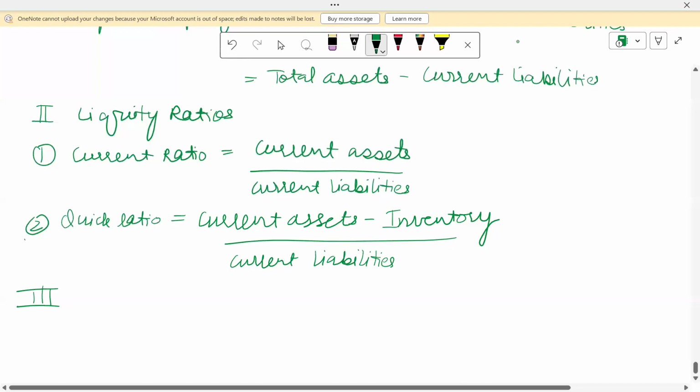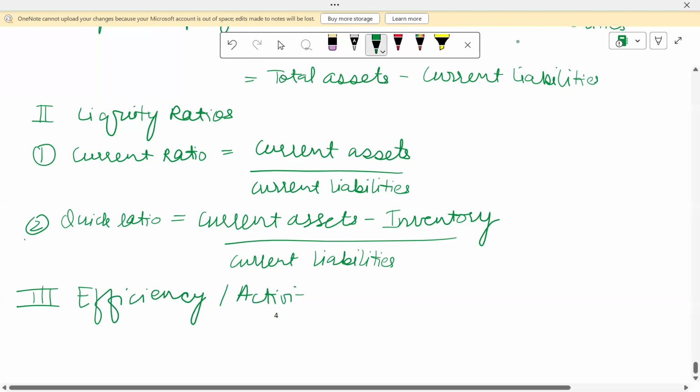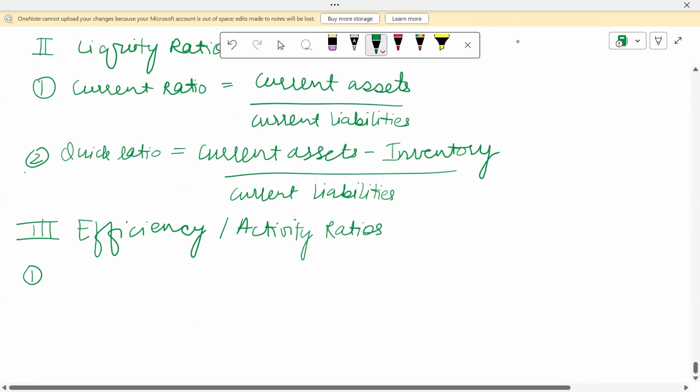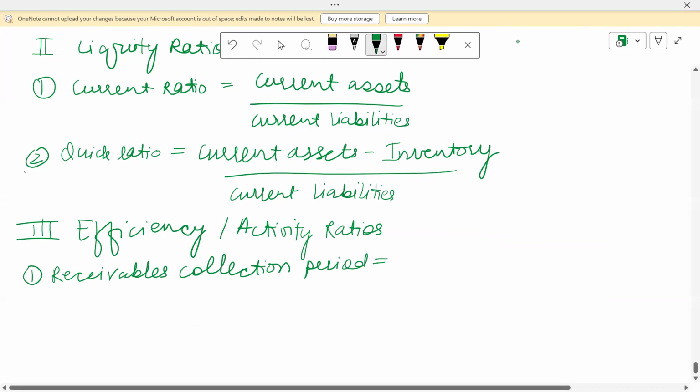Now we are done with liquidity ratios. The third one that we have is efficiency ratios. You can also call them activity ratios. The number one that we have in this category is our receivables collection period. This basically represents how much time your receivables are taking to pay you the money, or how much time you are taking to collect the money from the people who owe you money.